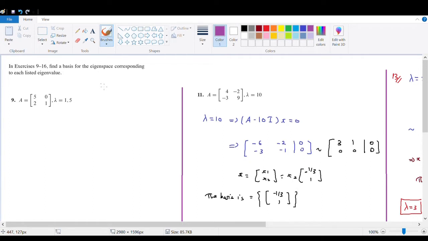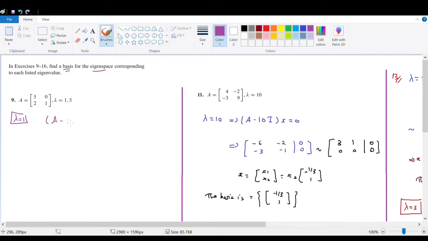In exercises 9 to 16, find a basis for the eigenspace corresponding to each listed eigenvalue. So we need to find the basis for the eigenspace corresponding to the given eigenvalue. For 9, we have the matrix A, we have the eigenvalue 1, then we have another eigenvalue which is 5.